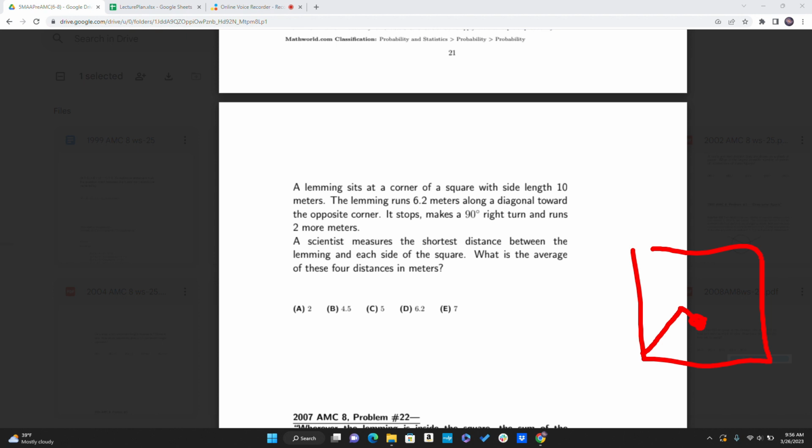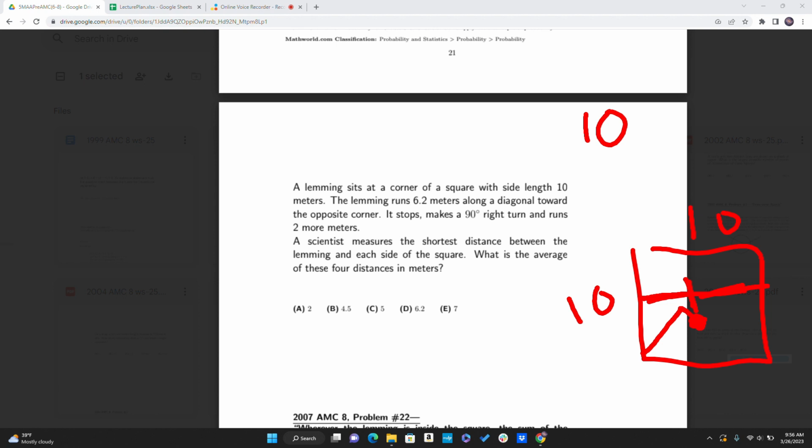Okay, well, we know the side of the square is 10 meters long, right? So either way, no matter where our lemming is, its distance from one side plus its distance from the opposite side is going to add up to 10 meters, right? Because essentially we're just drawing a line across the whole square and then splitting it at a point. So it's going to be the distance from the left side plus the distance from the right side, 10 meters away in total.